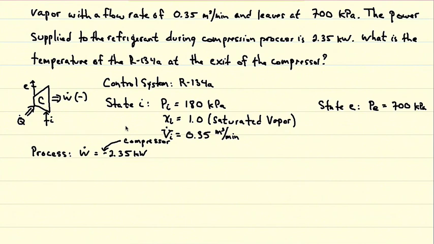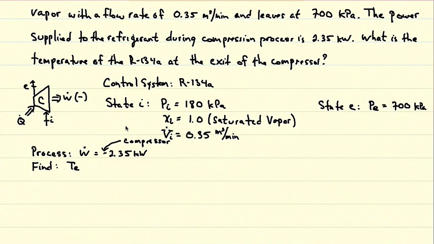Okay, and then I also like to write down what we are being asked to find. By reading the statement, what we need to find is the exit temperature, or TE. So at this point, all I've done is summarize the information that's given to us about the problem. Now we can actually start to analyze.